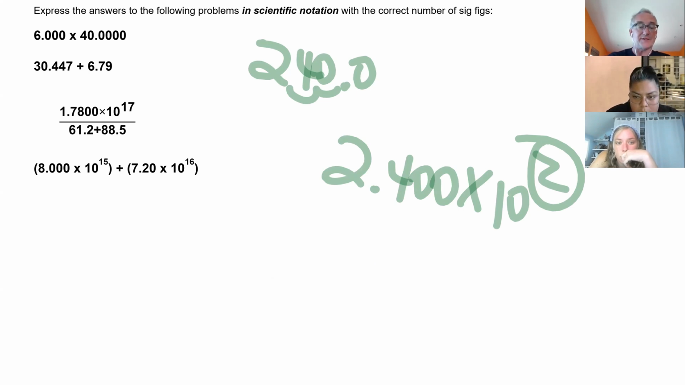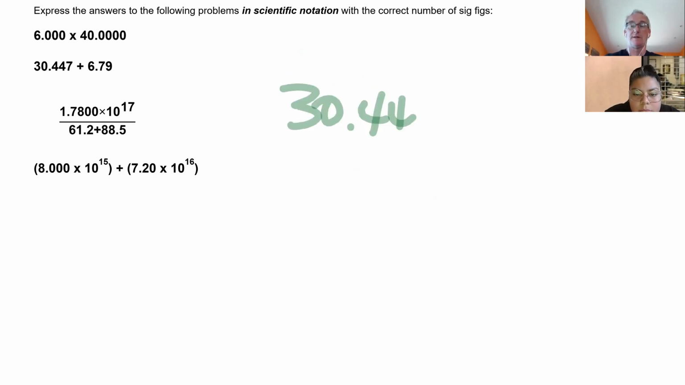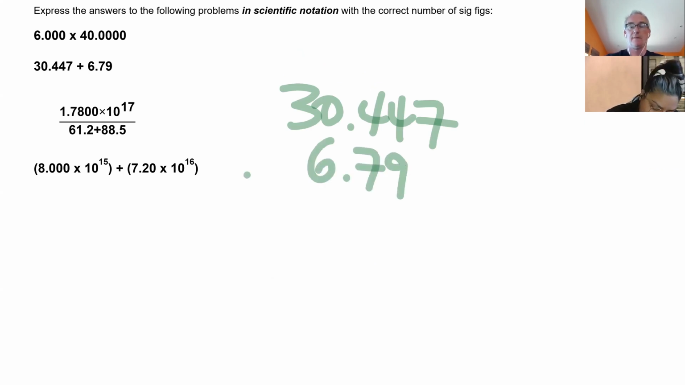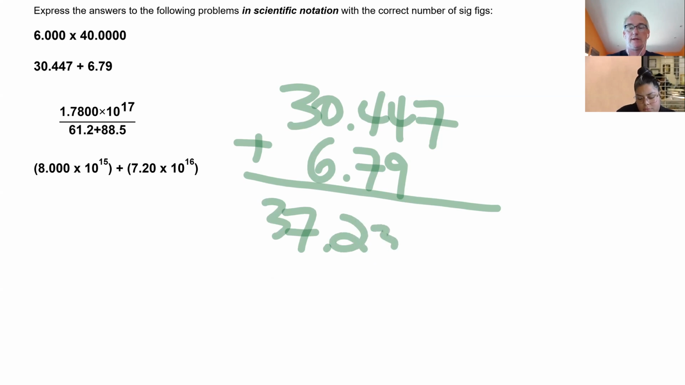Now, when we're adding numbers, it's different. It's about decimal places. Actually, the way I like to do it is to just put them on top of each other. So 6.79. So that's how you would add them, right? Then you just add them together like you normally would. So giving all the digits, what would be our answer to that? 37.237. Okay. So is this the correct answer? No. How come?